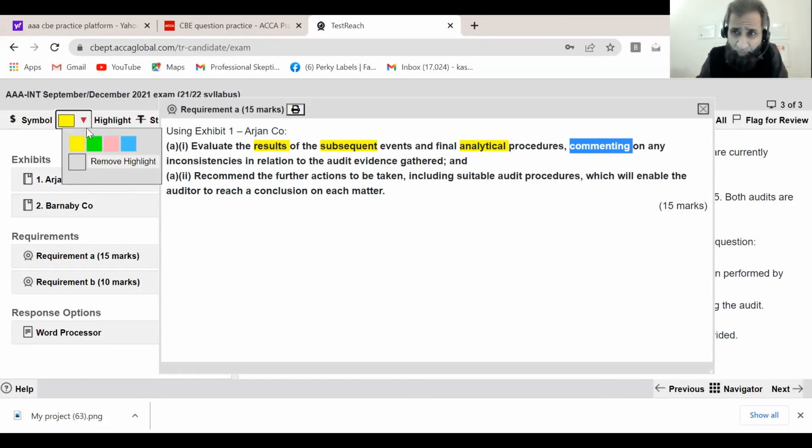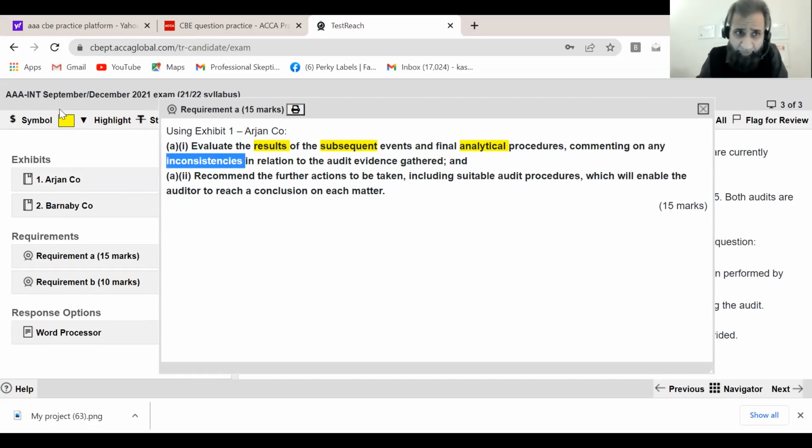Can you all see the platform in front of your screen again? Please confirm that. Can you all see the platform in front of the screen?